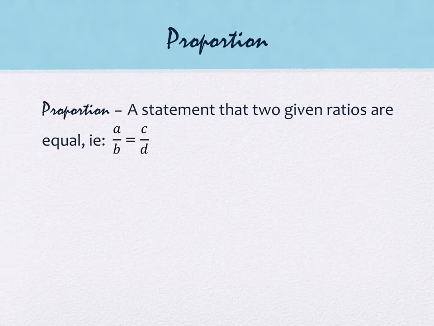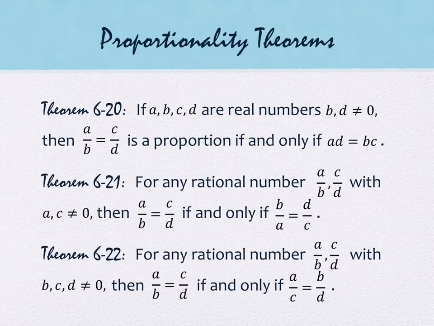There are 3 theorems about the relationships within a proportion. Theorem 620 says that if we have this proportion, A over B equals C over D, that this will only hold true if I can multiply across the diagonals and get the same value. That makes sense. That's one of the ways that I talked about being able to compare fractions and see if they were equal, right? Back in 6.1 maybe, or maybe it was 6.2. We talked about comparing fractions like this. And so that's what you see. AD, A times D, equals B times C. So if one of those equations holds, the other one holds as well, and vice versa.